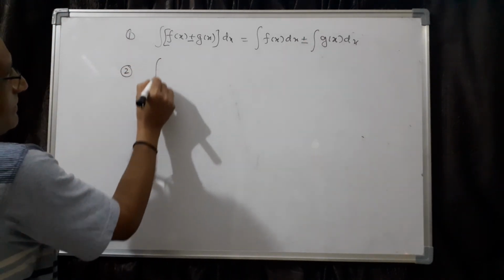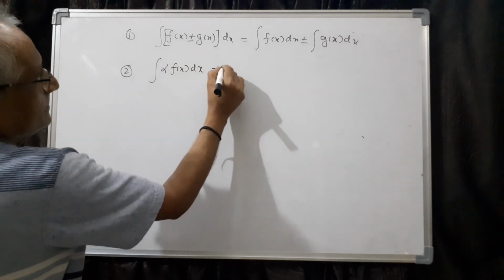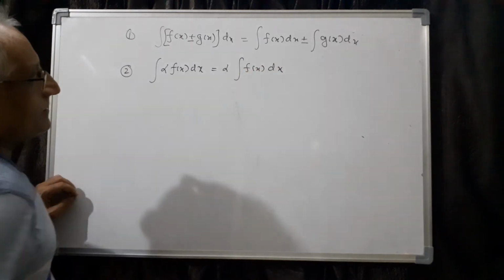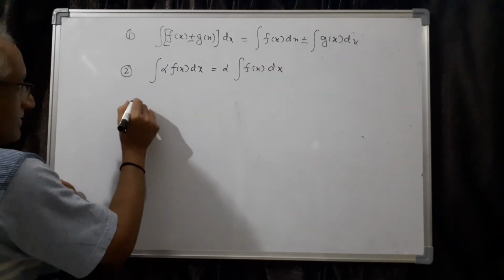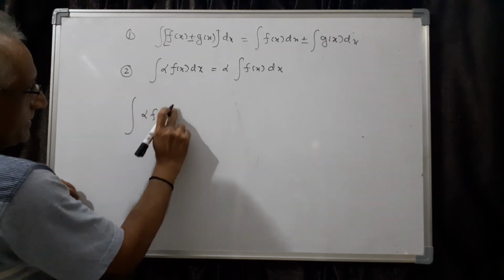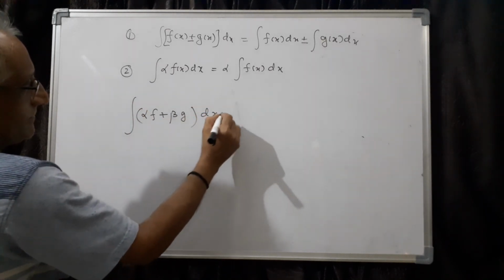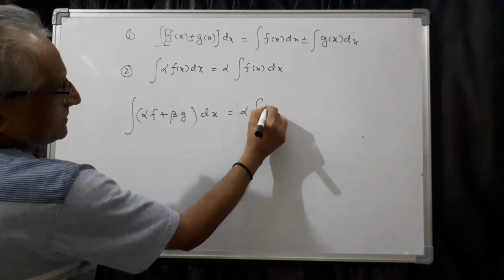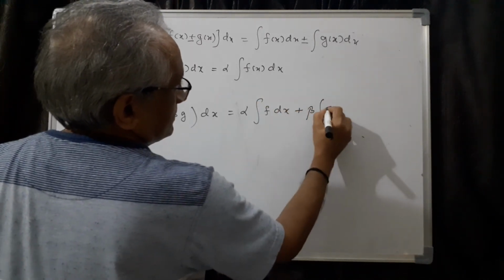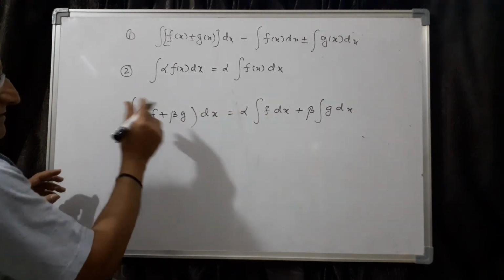Second, you can write here only, there is no need to write separately. Second property is integration of alpha f of x dx equals alpha times integration of f of x dx. And generalization is this one, integration of (alpha f plus beta g) dx equal to alpha integration f dx plus beta integration g dx. Here f g means f of x and g of x. So this also you can remember.